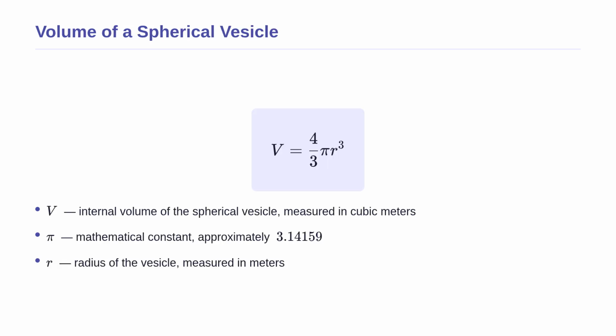To find out how much cargo a vesicle can hold, we use the standard geometric formula for the volume of a sphere. In this formula, V represents the internal volume of the spherical vesicle, measured in cubic meters. The symbol pi is the standard mathematical constant, approximately 3.14159. Finally, R is the radius of the vesicle, measured in meters.